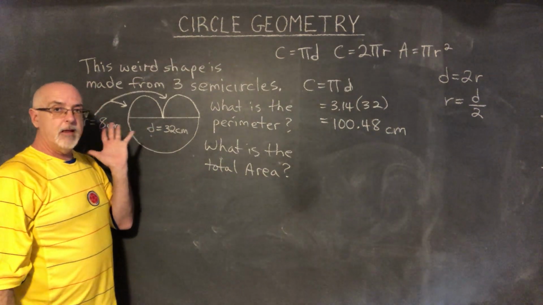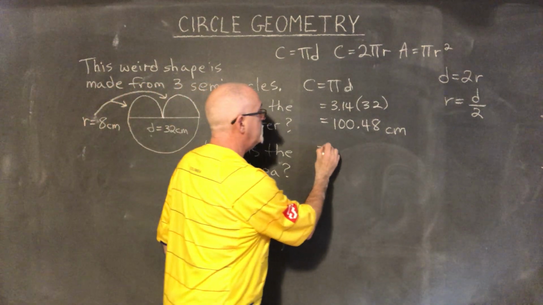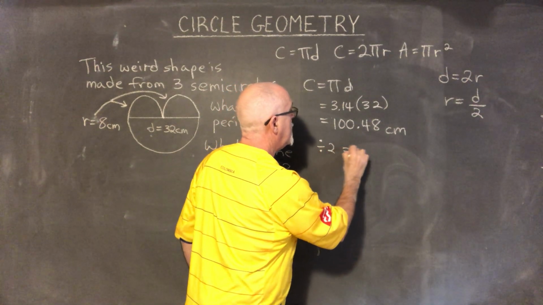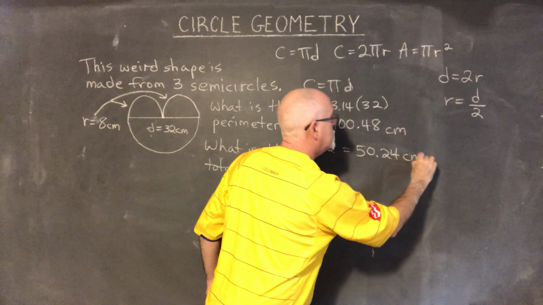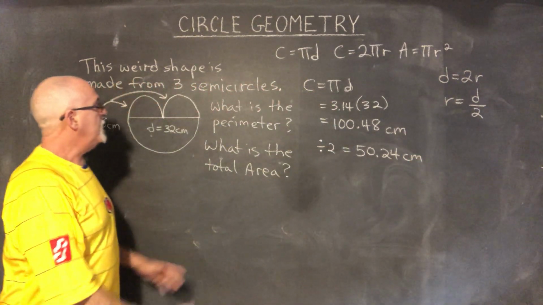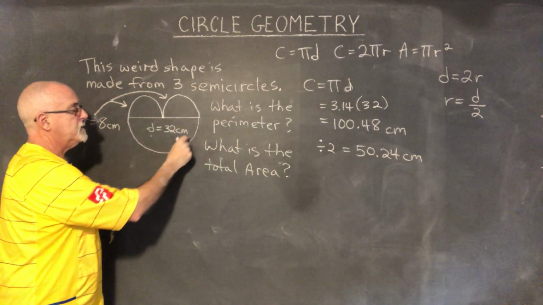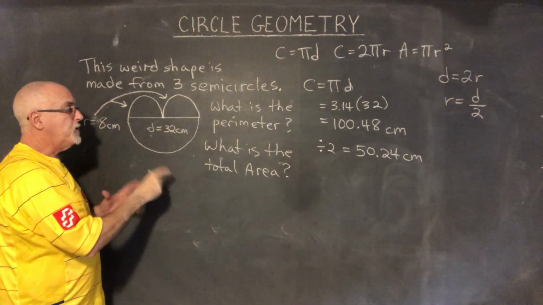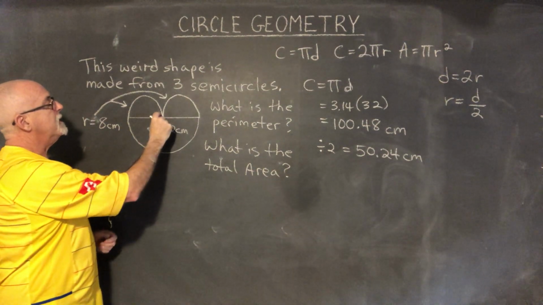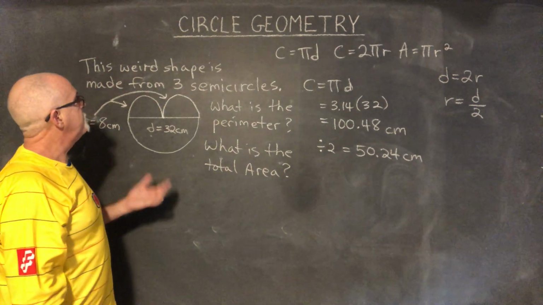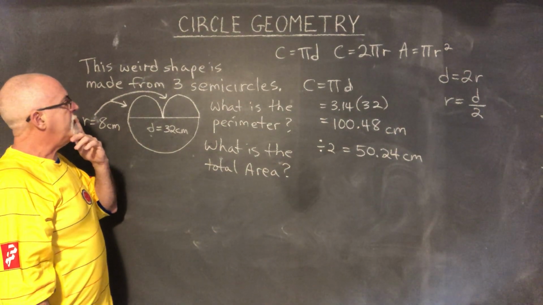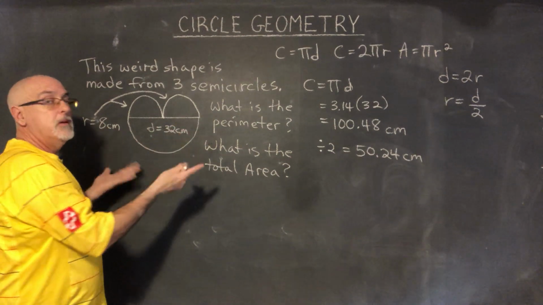But the other half isn't there. So I have to divide this by 2. And I get 50.24 centimeters. Okay, we have the length of this part. That is a portion of our perimeter. Now we have to find the length of this part and this part, which are going to be equal to each other. So we have to find one of them, and then we know that there are two like that.